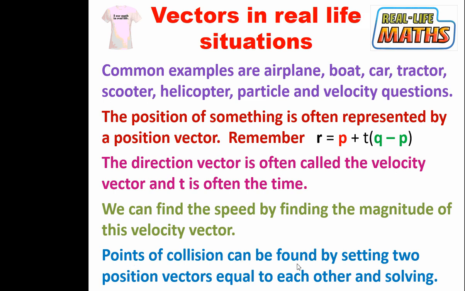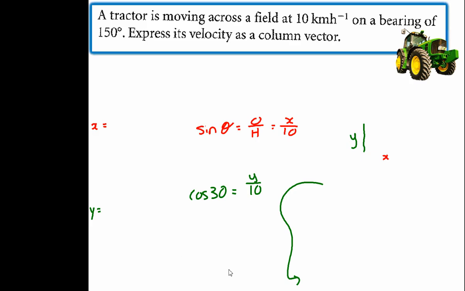So points of collision can be found by setting two position vectors equal to each other and solving, not direction vectors, two position vectors equal to each other and solving. Let's do this application. I've got a tractor this time.